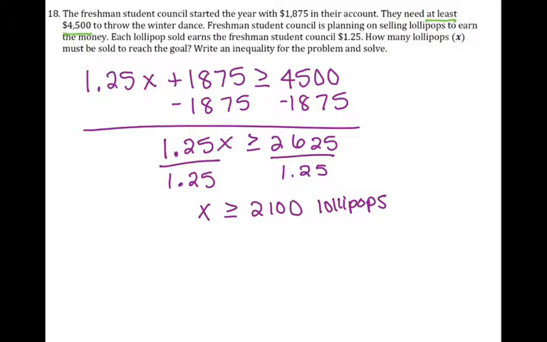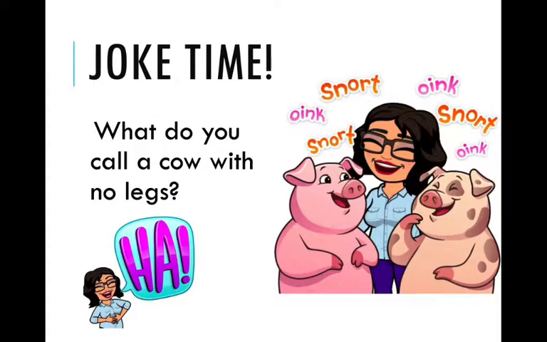Before we move on to Unit 2, I interrupt our final exam review to tell you a joke. Okay, so what do you call a cow with no legs? Ground beef. Get it? Because the cow has no legs and beef comes from cows. So he's on the ground. Ground beef. Okay. All right, let's go back to math.